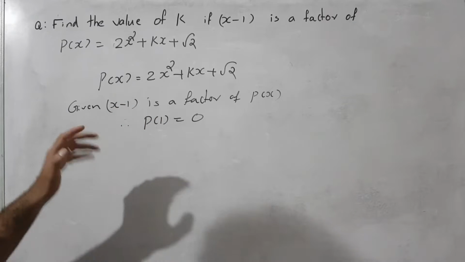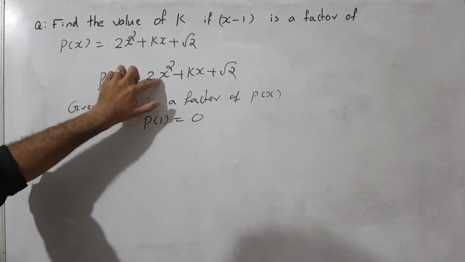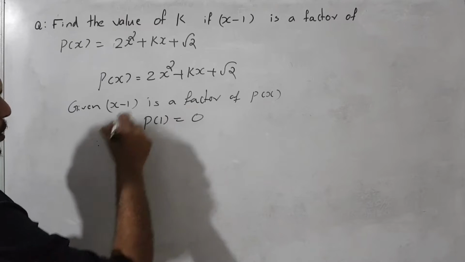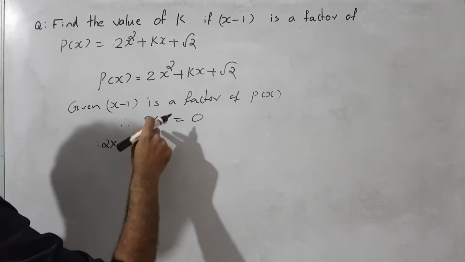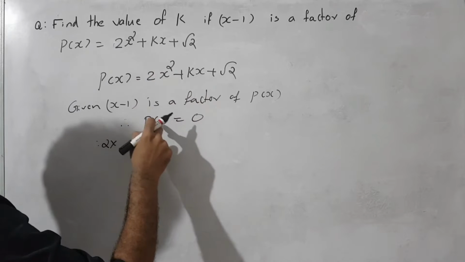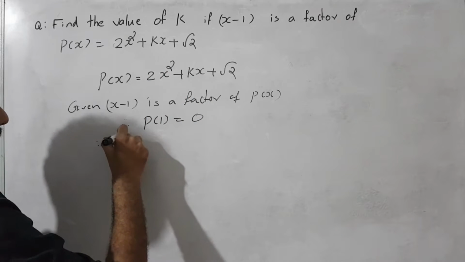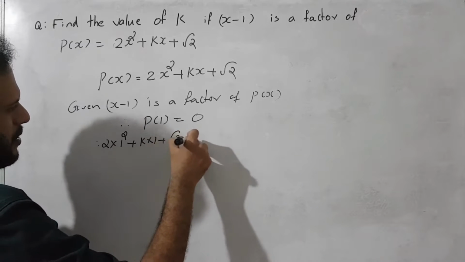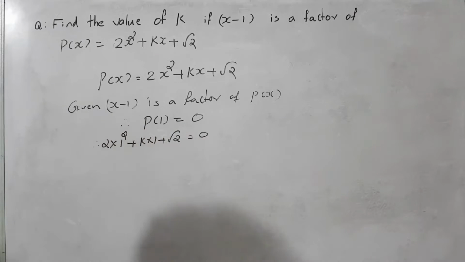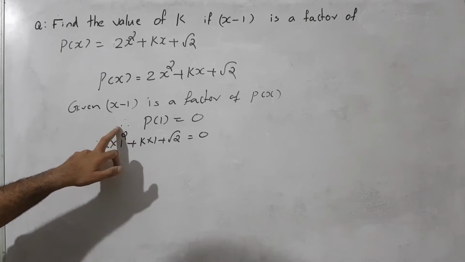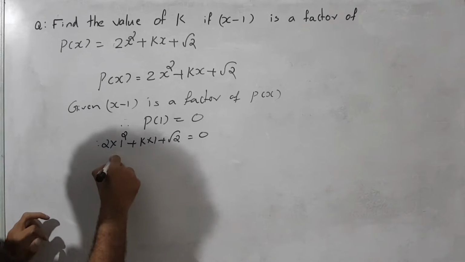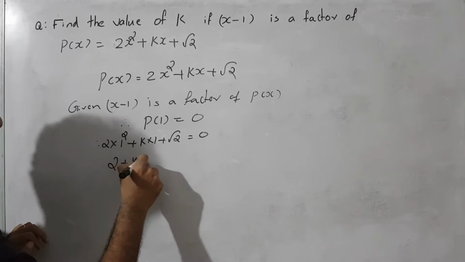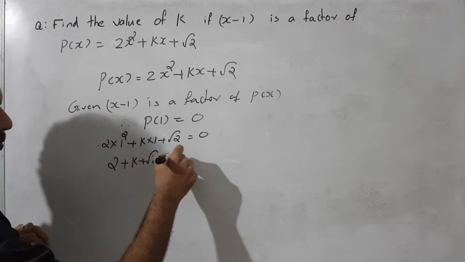Okay? Then how do we find the value of P of 1? Instead of x we substitute 1. Therefore what we get? 2 into 1 square, that is 2x square means 1 square, plus k into 1, plus root 2 is equal to 0. 1 square, what is 1 square? 1. 1 into 2, 2. Plus k into 1, k. Plus root 2 is equal to 0.